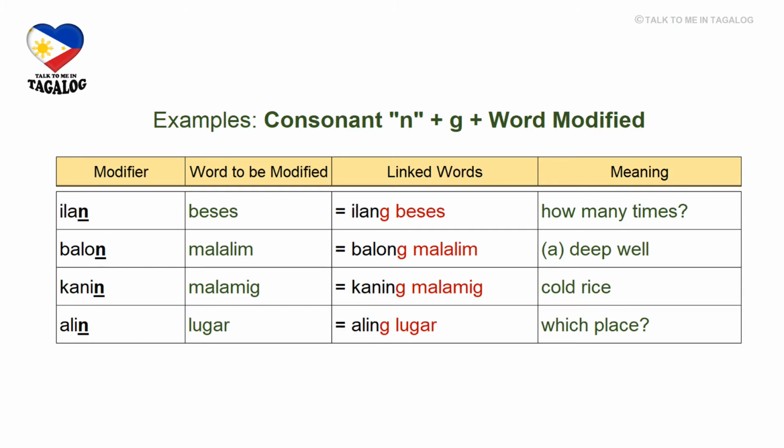Next, we have kanin or cooked rice. The second word is malamig, which means cold. Together, they become kaning malamig, or cold rice. The last example that we have is alin, meaning which. The second word is lugar, which means place. Together, they become aling lugar, which place.